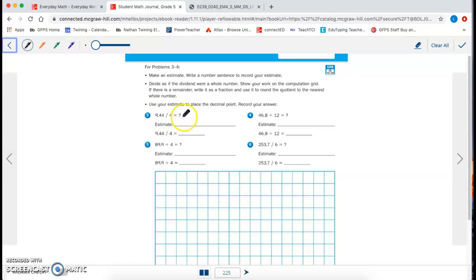I'm just going to round it down to 9 divided by 4. Now if I do 9 divided by 4, I know that 4 goes into 9 2 times. 4 times 2 is 8. 9 minus 8 is 1. So I have 2 and 1/4.